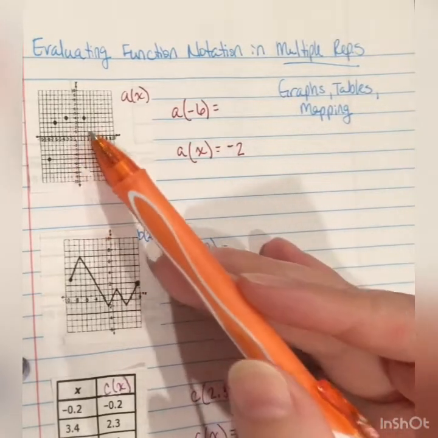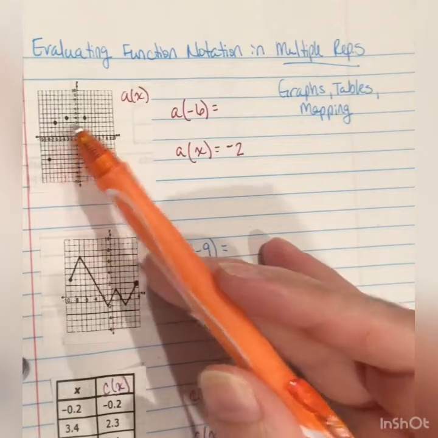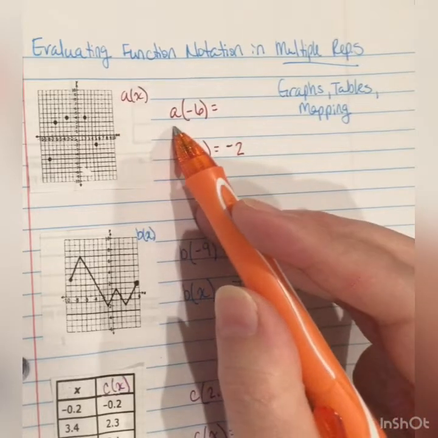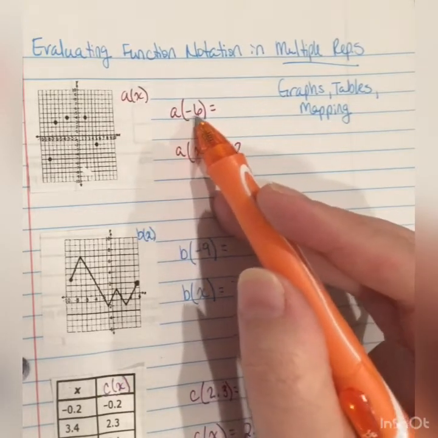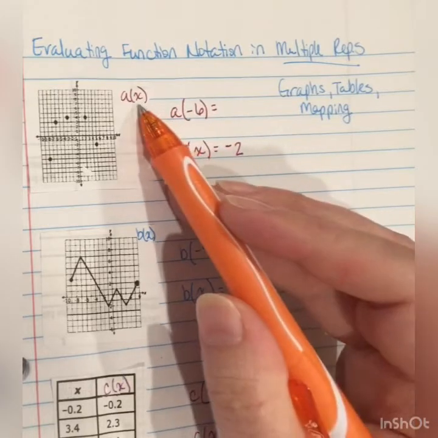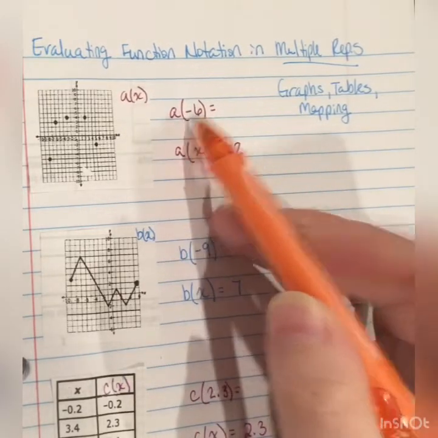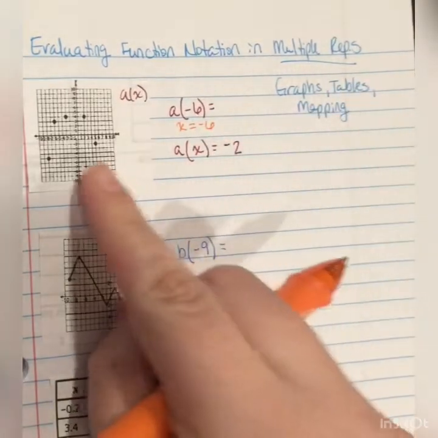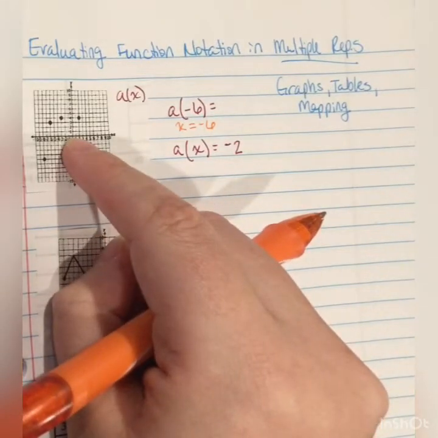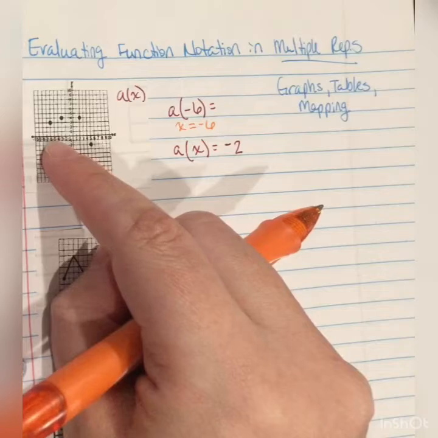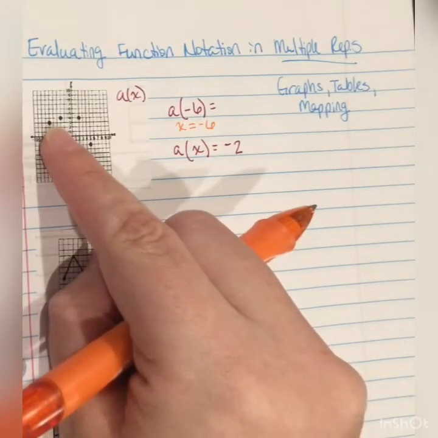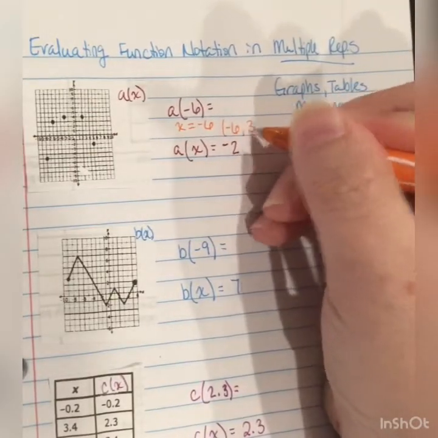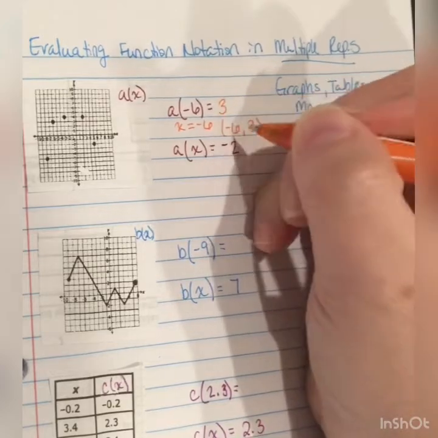Taking a look at this first graph, we see a lot of discrete data, separate dots. If I name this a of x, I solve for a of -6. Again, this -6 is replacing the x value, so that's telling me that x equals -6. So I'm going to make a note of that here: x equals -6. If that's true, I'm going to go along the horizontal axis to -6, and I notice that there is a dot up here at 3. That means it's the ordered pair -6, 3. So my output is 3.